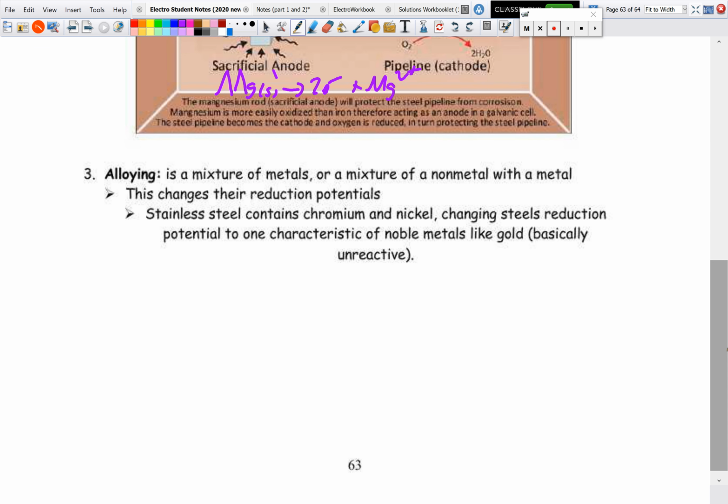And finally, last but not least, how we protect stuff is creating an alloy. So an alloy is just a mixture of metals that changes the reduction potential. That's why you'll notice inside of our data booklet we don't have any alloys. So for example, stainless steel is chromium and nickel, and it changes steel's reduction potential to where it's almost like a noble metal like gold. So it's basically unreactive. This is why stainless steel doesn't rust.